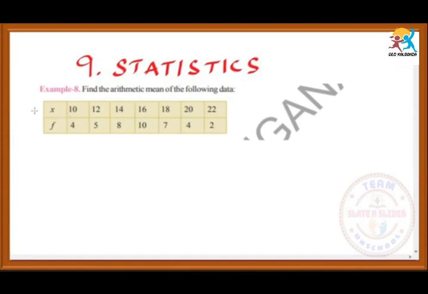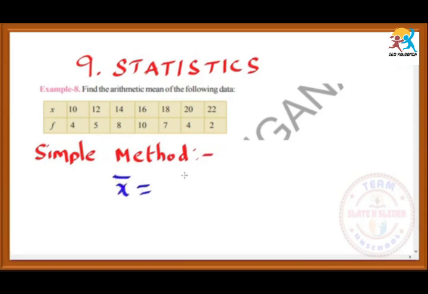And to find the arithmetic mean, we have a simple method. The method which we know so far is the simple method. That is, mean x bar is equal to sigma fi xi by sigma fi. This is the method which we know so far. So we multiply the frequency and the value, and we add, and we divide that sum with the sum of frequencies, we get the mean.